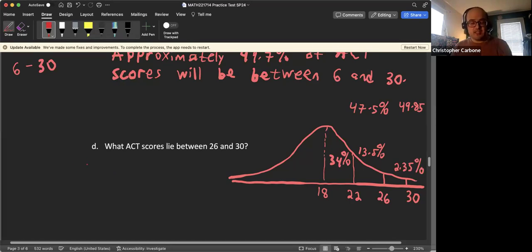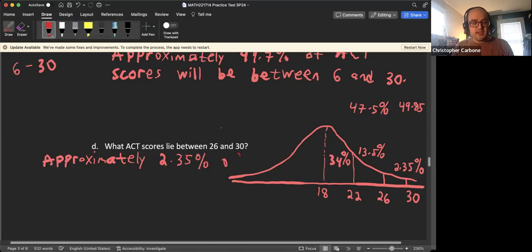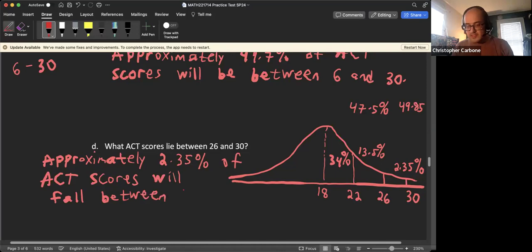So the ACT scores that lie between 26 and 30, this would be approximately 2.35% of ACT scores will fall between 26 and 30.